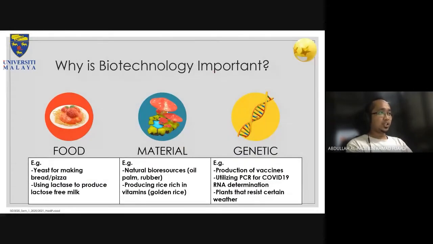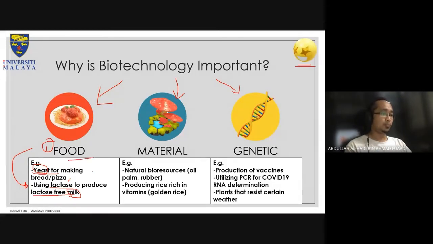All right. So why is biotechnology important? There are three main criteria about the importance of biotechnology. The first one is food. In the food industry, people use yeast. This has been going on for generations and generations, even before our modern countries were formed, to make bread, pizza, beer, alcohol, and so on and so forth. And more recently, people have been using lactase, an enzyme that is extracted from cells, to produce lactose-free milk. So people like me who are lactose intolerant can now drink milk. Otherwise, before this, when you drink milk, you get a lot of diarrhea and whatnot. So it's one form of the importance of biotechnology.